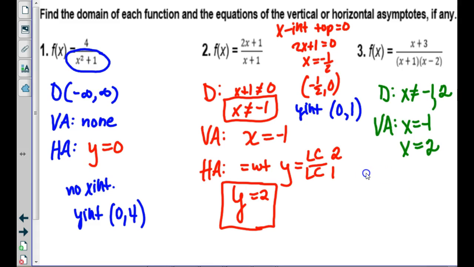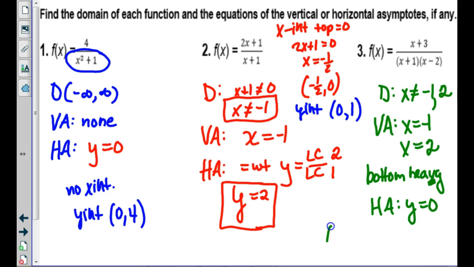Okay. Top heavy, bottom heavy, equal weight. Bottom heavy means what? Yes, the end behavior or the horizontal asymptote will be at y equals 0.